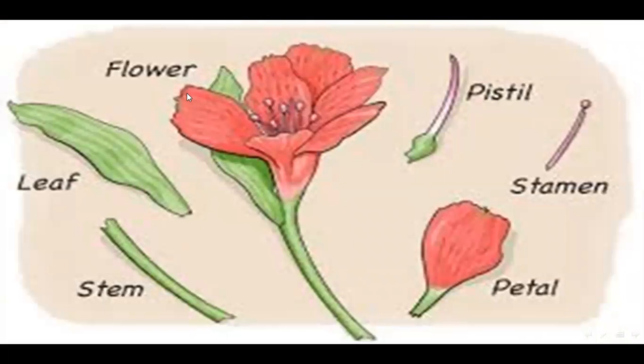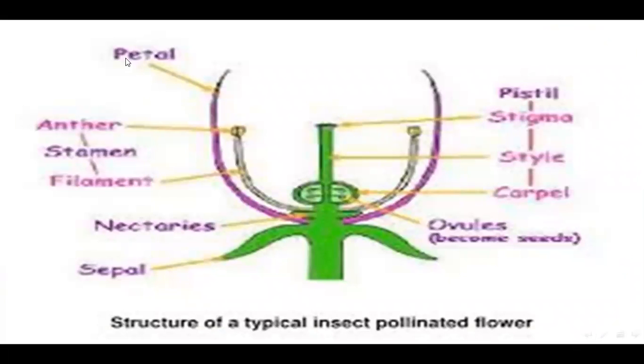Here you see flower, pistil. This structure shows you stamen, petal. This is simple stem, leaf. Again, here you see petal, sepal, anther, filament, stigma, style and ovary.